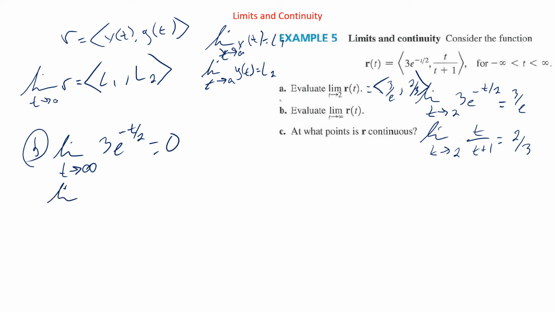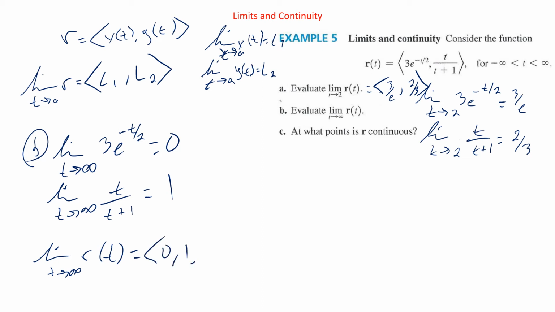And then the limit as t goes to infinity of t over t plus 1 will equal 1. So the limit as t goes to infinity of r of t equals 0, 1. And then part C, we're looking for where it is continuous.